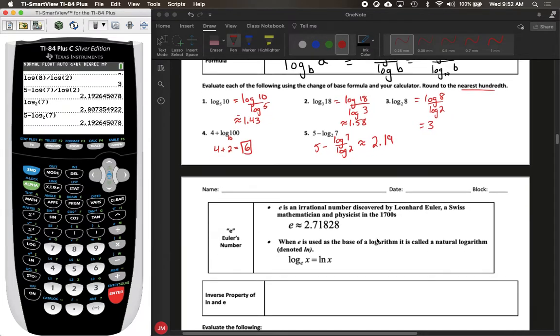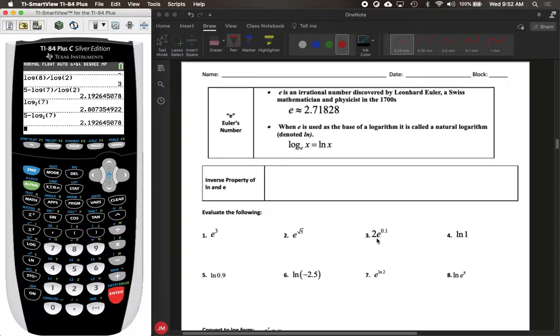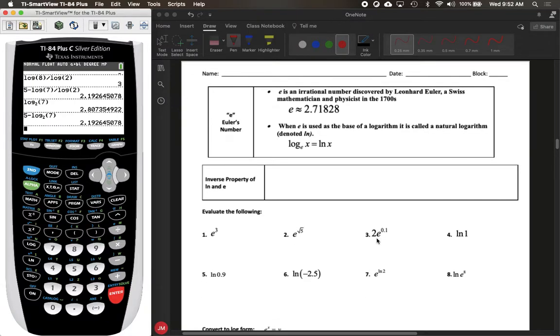All right. Now the second part of the notes for Intro to Logarithms are going to focus on this new irrational number that we had started to talk about, which is the number e. e is what's known as Euler's number. It was discovered by Leonhard Euler, who was a Swiss mathematician and a physicist who was alive in the 1700s. Now the decimal for e is approximately 2.71828, and then it does continue on forever, similar to pi.